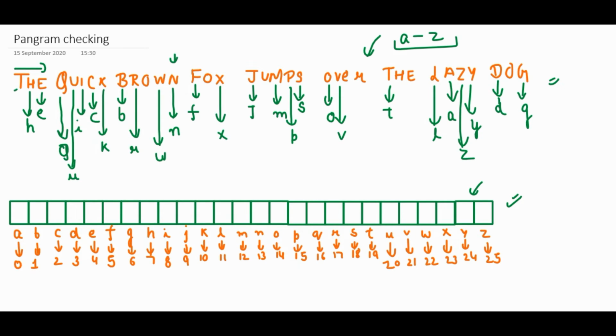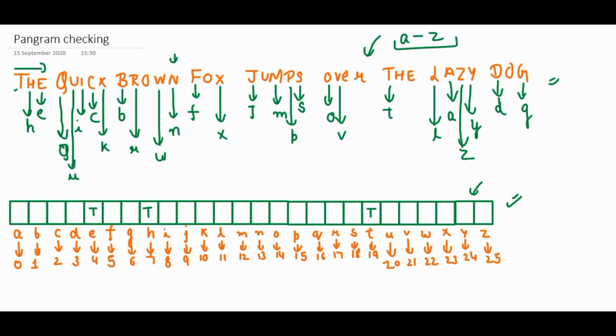We will see the first element is T. So we will go to the T, we will make it true. Then the next element is H, we will go to H, we will make it true. Okay, the next element is E, we will go to E, we will make it true. So first of all, let's see how I am going to E, H or T.